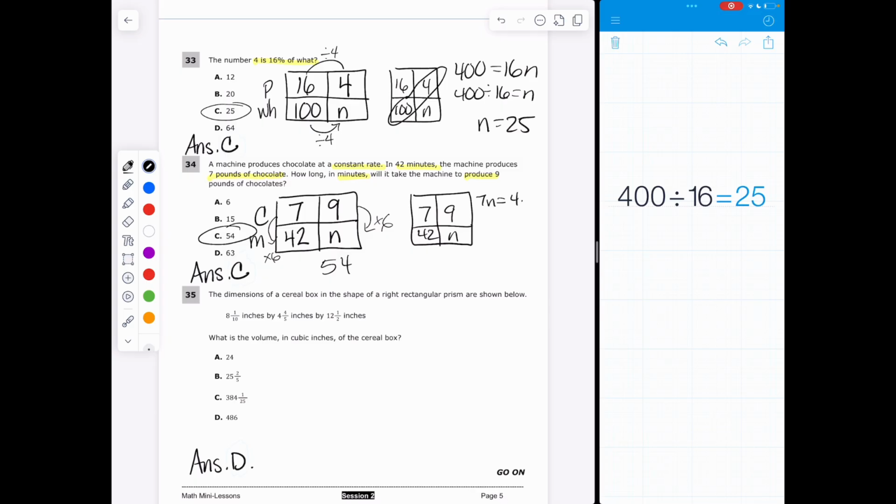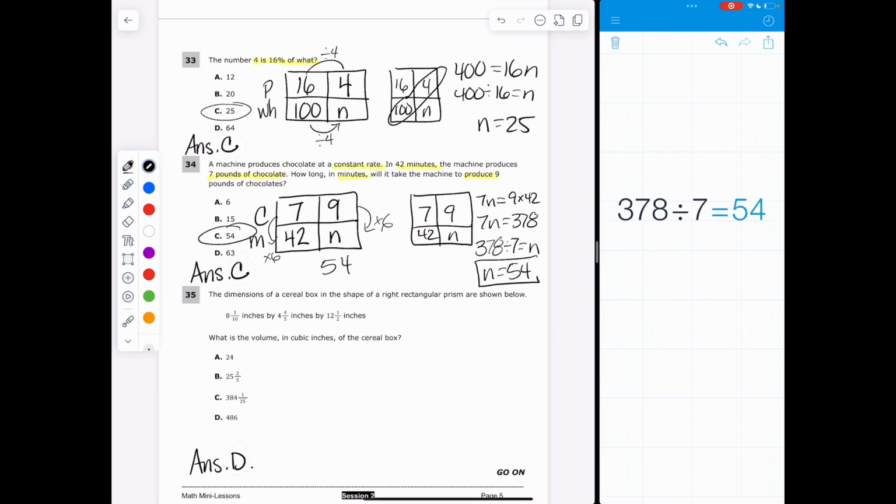Oops, let me just erase that one. 9 times 42. So I can just do that. 42 times 9 is 378. So 7 times a number is 378. So I'll just rewrite that as division. 378 divided by 7 will give me what number? 378 divided by 7 would also give me 54.